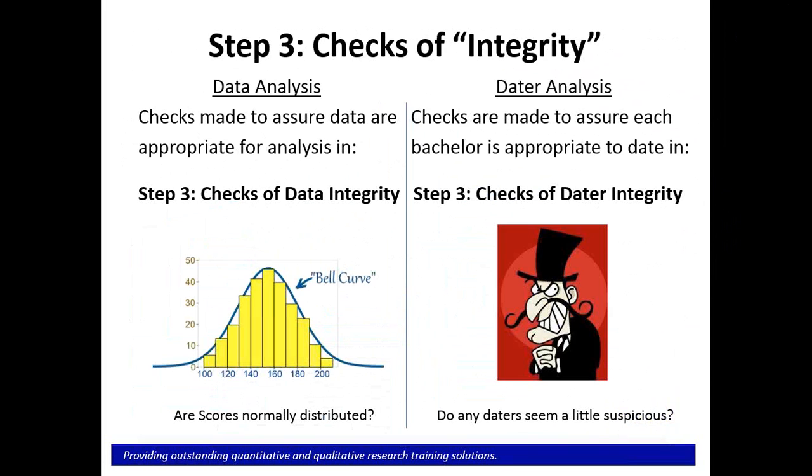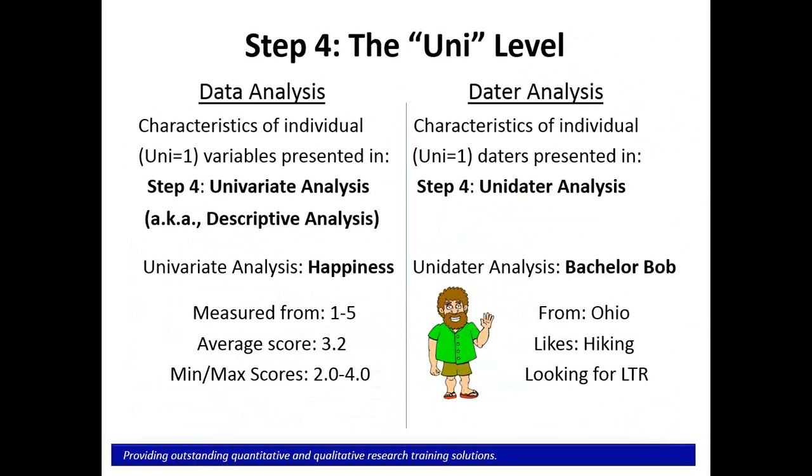But we're just asking, are the data appropriate for our analysis? In the same way we might ask, are the daters, the bachelors, appropriate for dating? Right, now step 4, the uni level, uni meaning 1. Under data analysis, you could say step 4 is uni data analysis, uni 1 data.